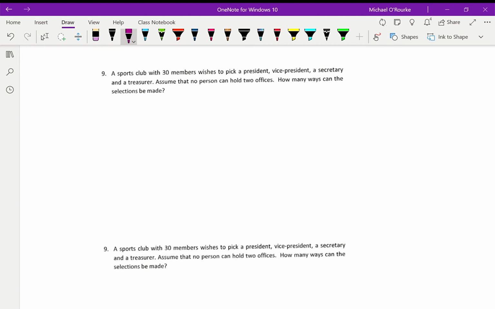All right. So a sports club has 30 members and wishes to pick a president, vice president, secretary, and treasurer. Assume that no person will hold 2 offices. How many different ways can the selections be made? Now, since they're not a committee, but there's roles, order matters. So we know it's P. So how many options do we have? We have 30 options. And how many positions are there? There are 4 positions. So it's going to be 30P4, which equals 657,720. Because there's positions, order matters.